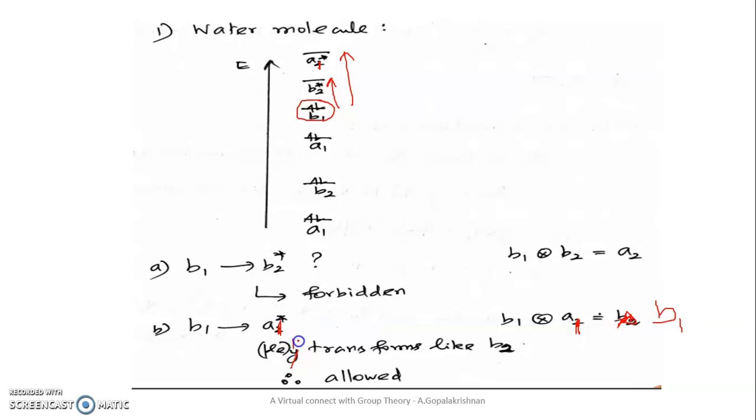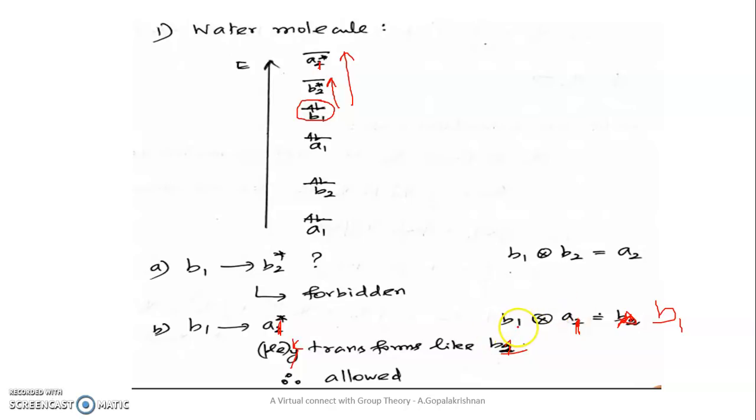Mu X transforms like B1 symmetry. By mistake, I wrote A2 here, so I calculated with A2. I'm sorry, this is actually A1 star, right? So for the B1 to A1 star transition, whether it is allowed or not, what to do? Take the direct product of B1 and A1. I repeat once again, for molecular orbitals we use small letters, but small letters and big letters represent one and the same. So you need not be confused about these things, right?